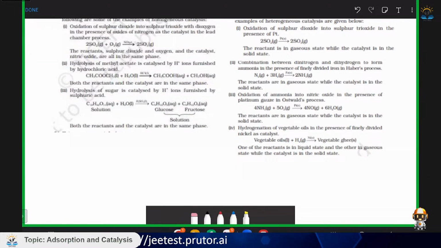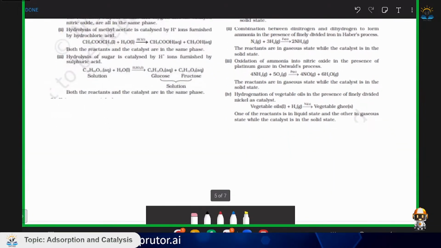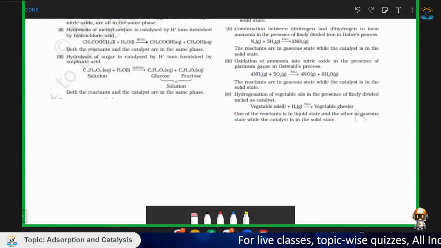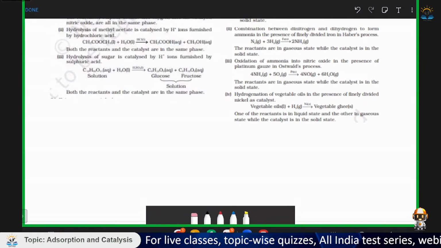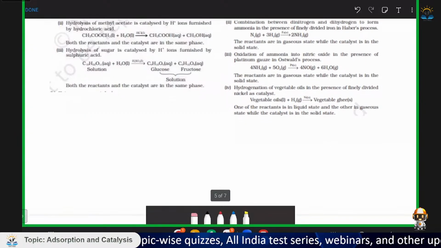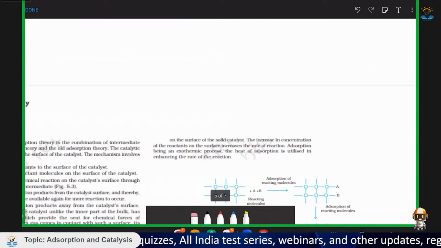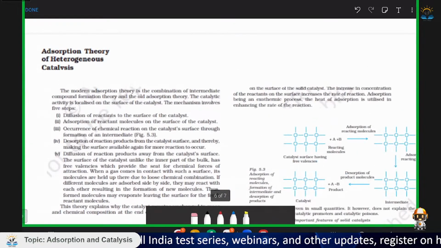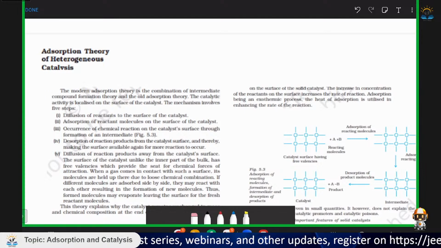Basically, hydrogenation reaction, your metal surfaces are good catalysts for hydrogen reactions. Your metal surfaces can hold the hydrogen molecules, like very large amounts of hydrogen molecules. There is a name for this, hydrogen molecules. Basically, your vegetable oils are hydrogenated to vegetable ghee. So, catalysis can be explained in terms of adsorption theory. This is the third theory.